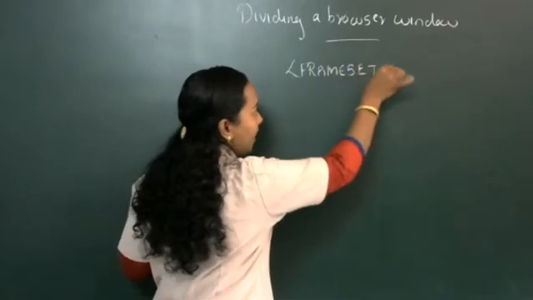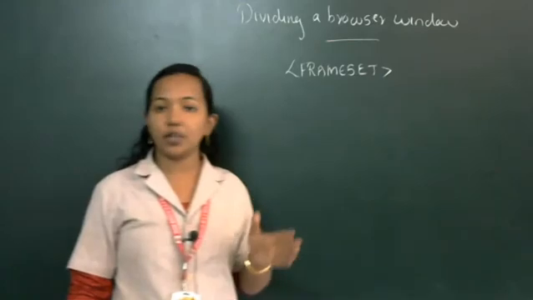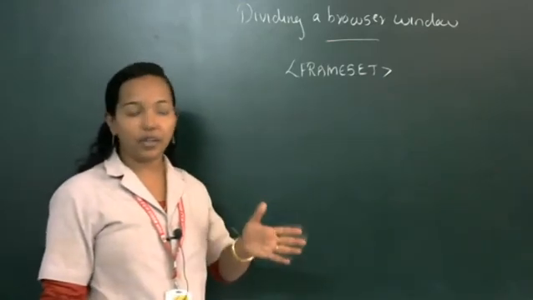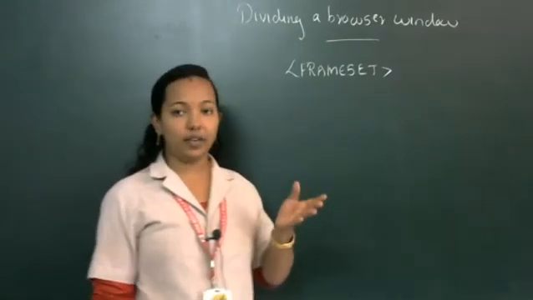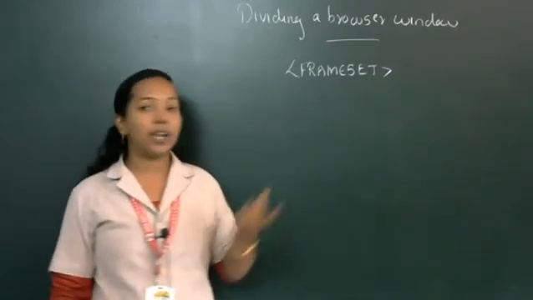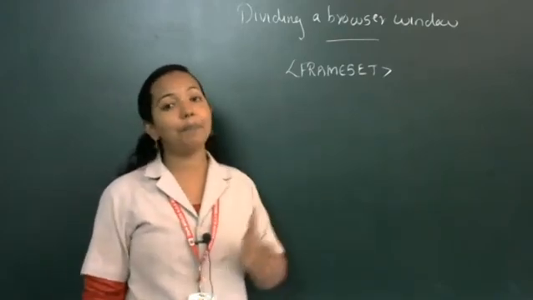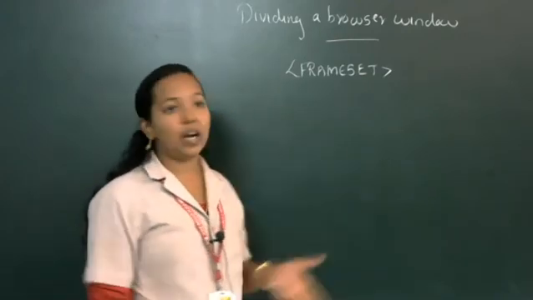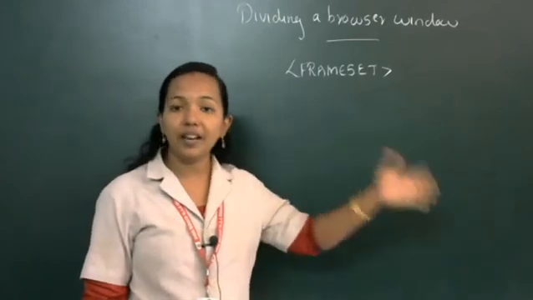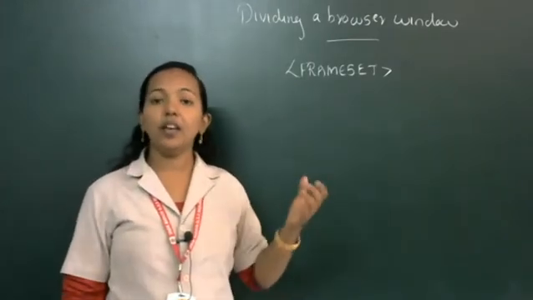Okay, the first tag that we are using is the frameset tag. Frameset tag is used for dividing the browser window vertically or horizontally. So the usage of frameset is this: when we start a frameset tag, the browser will identify that we are going to separate or divide that browser window into different sections. Okay, for that purpose we are using frameset.